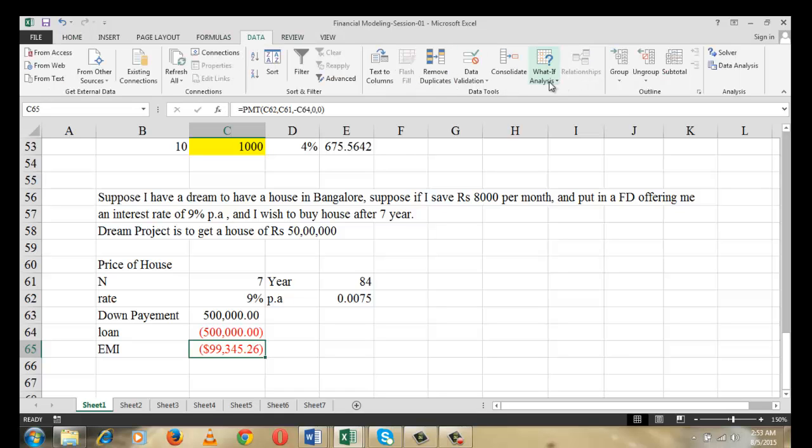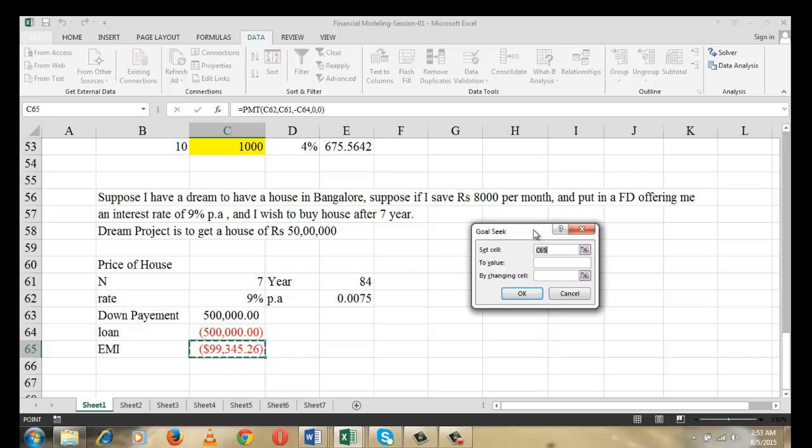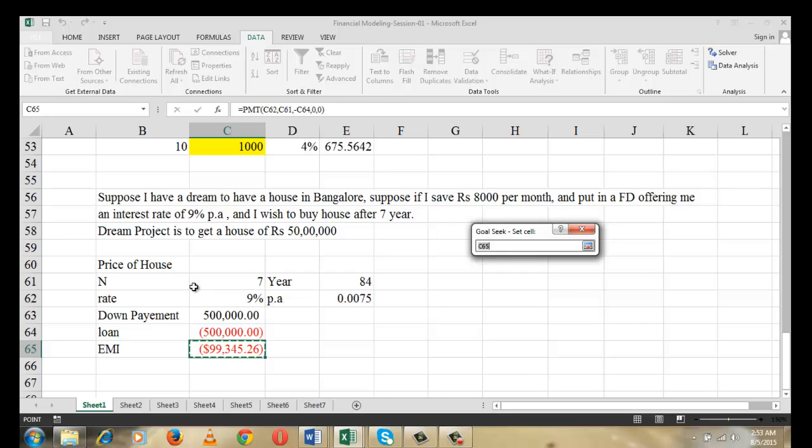Go to Data, What-If Analysis, click on Goal Seek. The Goal Seek will help you do this experiment. In Set cell, click on the cell whose value you want to change. Here, if you look into this scenario, set cell is this, and I can't pay this much EMI, I can only pay 8,000, which is my monthly saving. Change this figure to this figure by changing the price of house cell. If you do this, press OK.